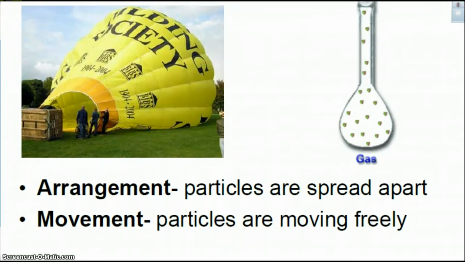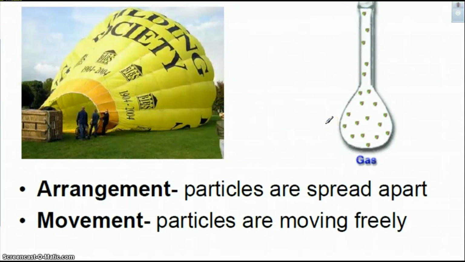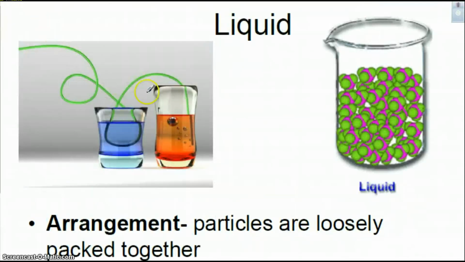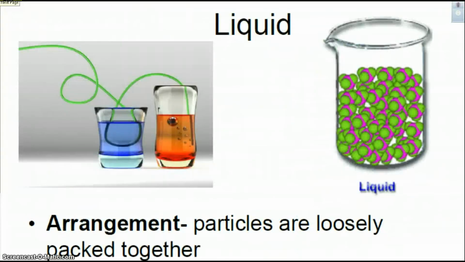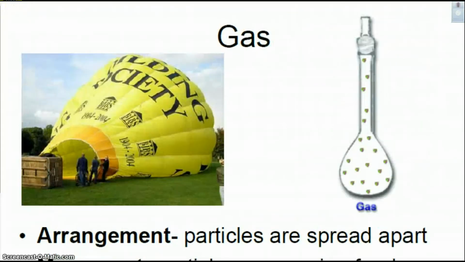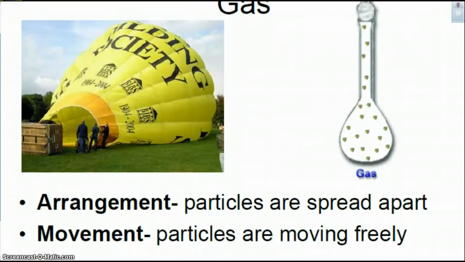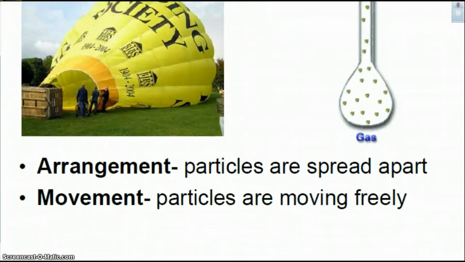So if we're thinking about density, gas would be least dense, liquid would be next most dense, and solids would be most dense. Because remember, density is how tightly packed together those molecules are. So solids, most dense; liquids, next most dense; gas, least dense.